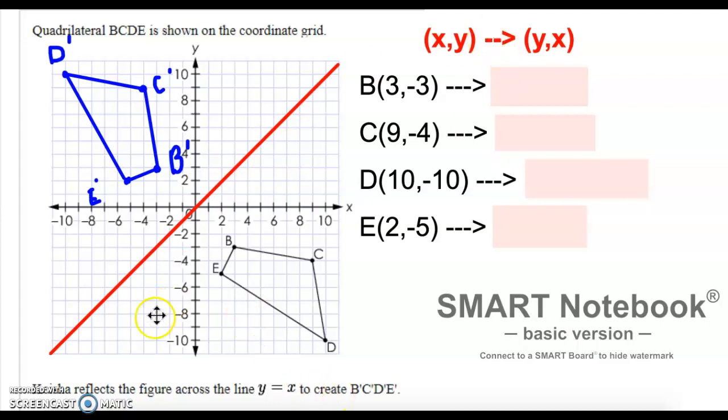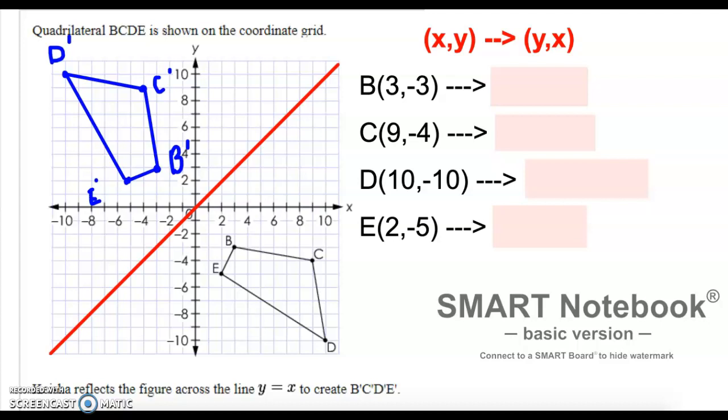After we have y equals x drawn onto our coordinate plane, you have a couple different options for how to do this. The first one is to use tracing paper, which is available to you when you take the state test, and to trace quadrilateral BCDE and then reflect it over the line y equals x. A second way to do this is to remember the coordinate rule for when you're reflecting over the line y equals x.